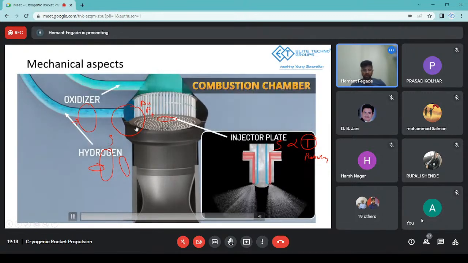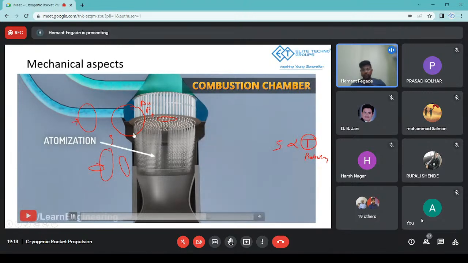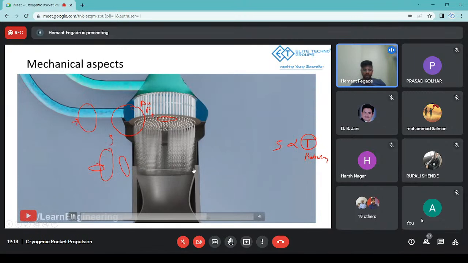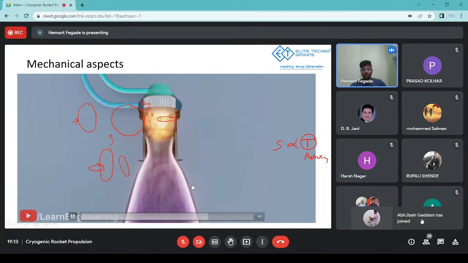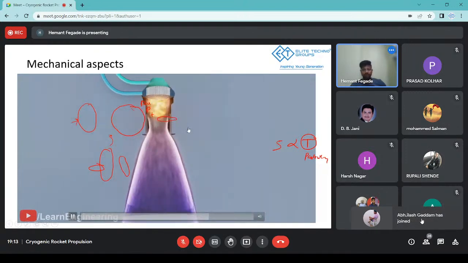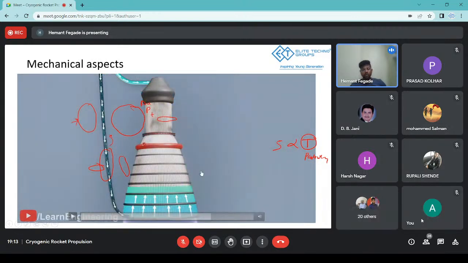Now, coming to how this fuel burns. You will have an injector plate. You will have your oxidizer and your hydrogen. Their atomization is done, and you have your pyrotechnic igniter, which burns the fuel. Now, your chamber generates temperatures as high as 3000 degrees Celsius. So in order to cool it off, in order to maintain the temperature of this outer layer, just a minute.